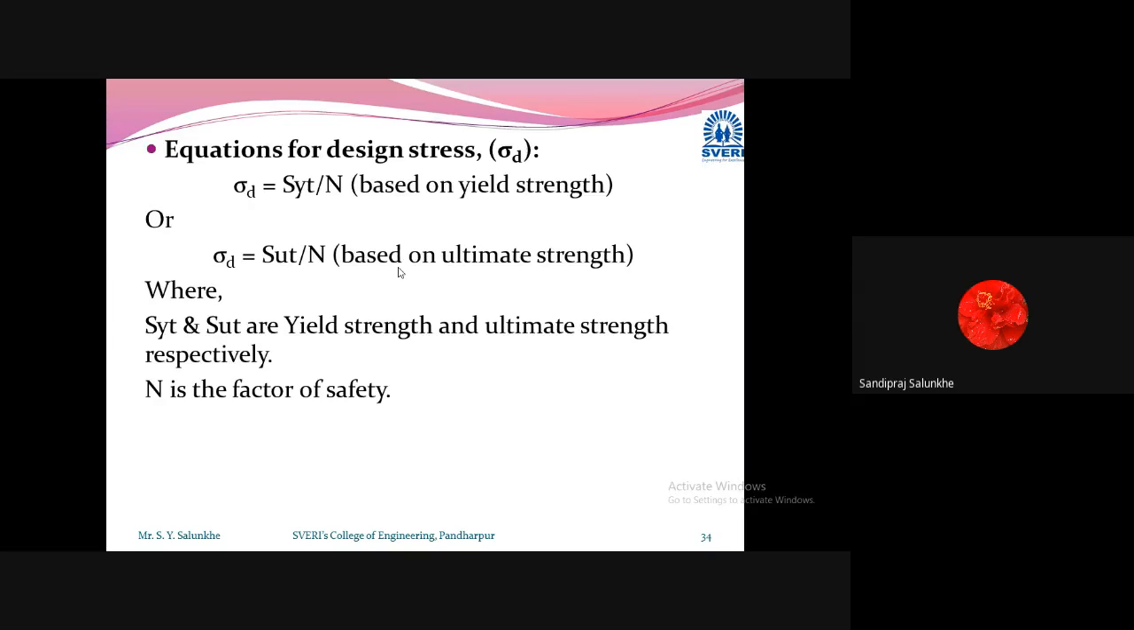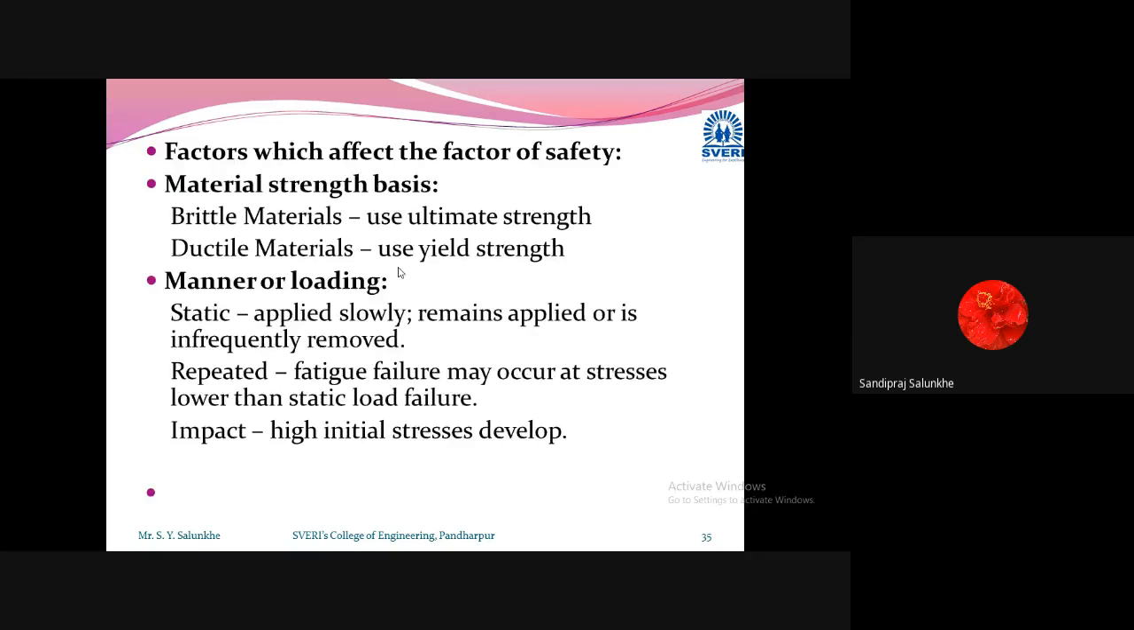So that is the beauty, how we are going to select the factor of safety, what we are thinking by sitting in the cabin, and what marketing people are expecting from us, what actual working conditions are expecting from us. So likewise, all these incidents we have to consider while we are choosing this factor of safety. Let us move to the further slide.